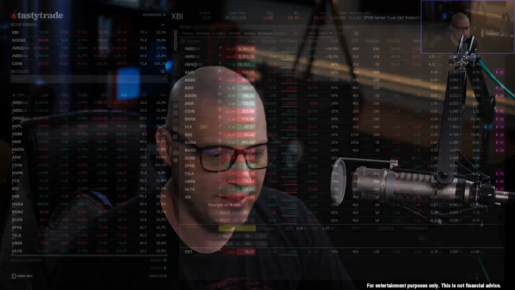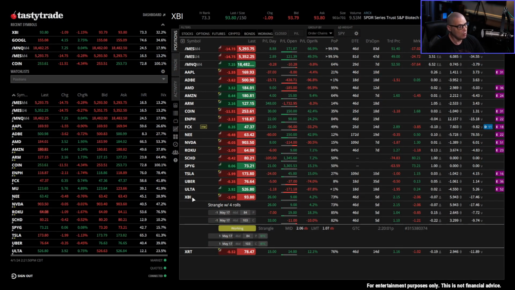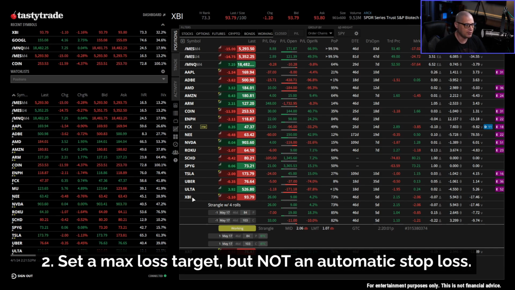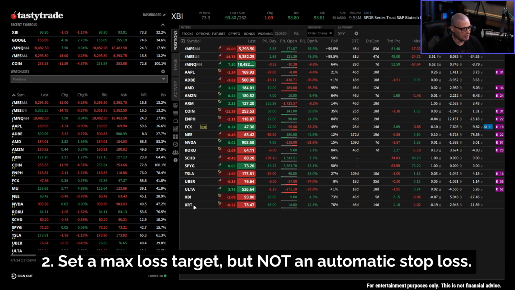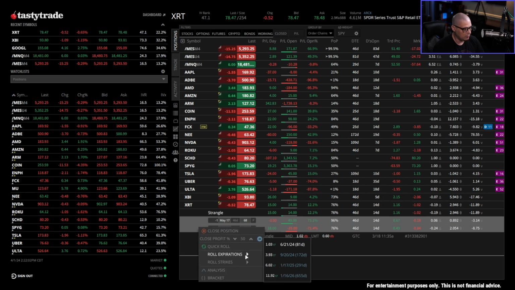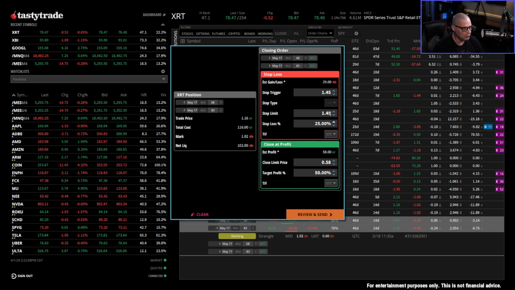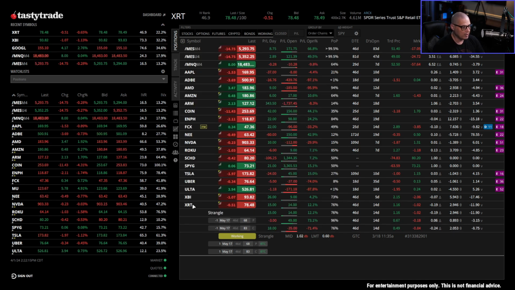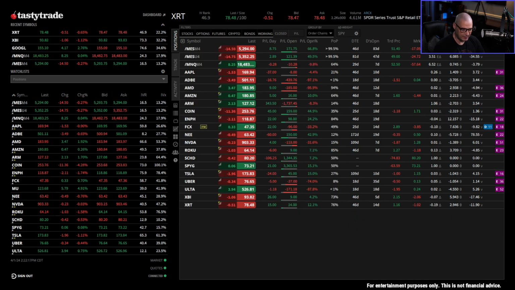Other than taking a profit target, you can also set a stop loss. Now, I do not set automatic stop losses. TASTYTRADE, I believe, now offers automatic stop losses. Let me go to this strangle here on XRT. If I right click, I could bracket the trade in some way. I think that would include a take profit order and a stop loss order at the same time. I never recommend putting on an automatic stop loss.